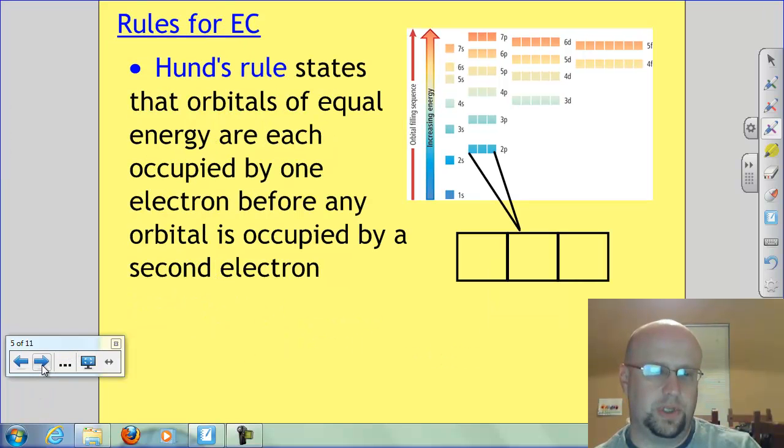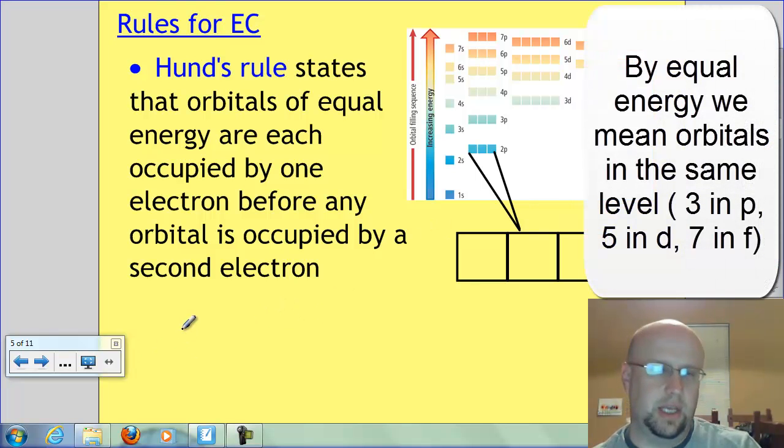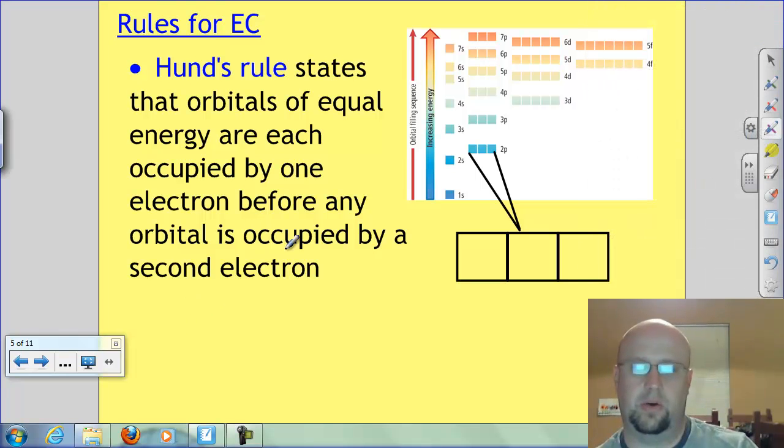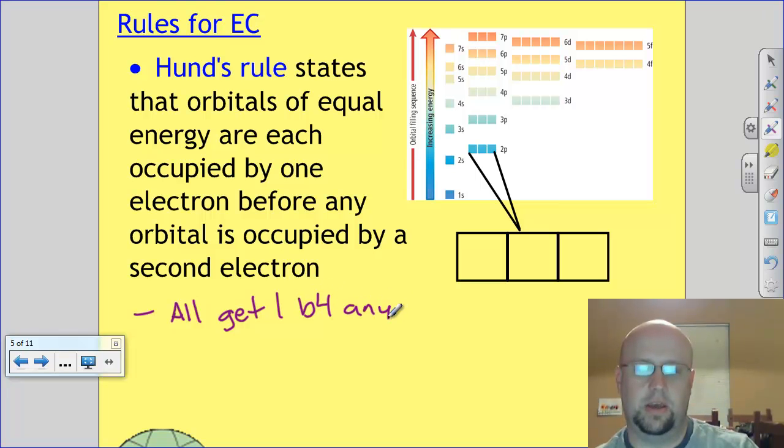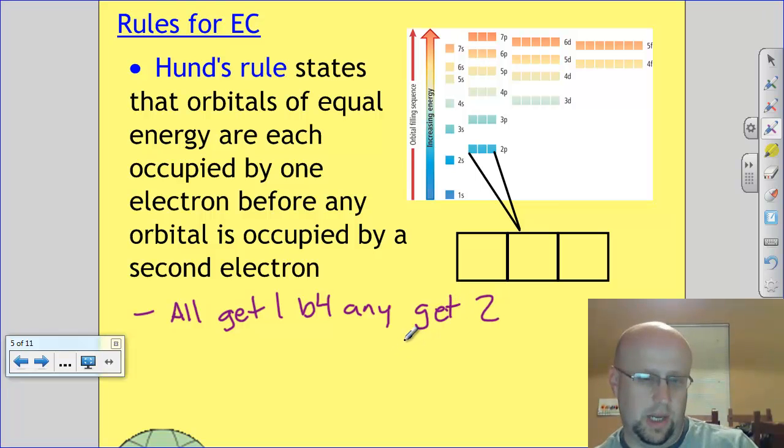The one that often throws kids off just a little bit is Hund's rule. It states that orbitals of equal energy are each occupied by 1 electron before any orbital is occupied by a second electron. And you're like, oh, please tell me there's a layman's definition for this one. Okay, so here's the good news: the layman's definition is just this. All get 1 before any get 2. I like to think of it as the kindergarten rule.